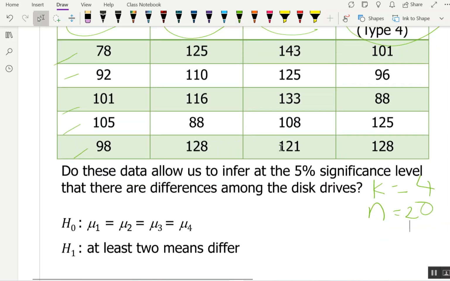Now they ask, does this data allow us to infer at 5% significance level? So now you have your alpha as well here, 0.05. Basically we go back to the root of this question. The objective is to see whether there are differences or not in the lifetime of the disk drive.